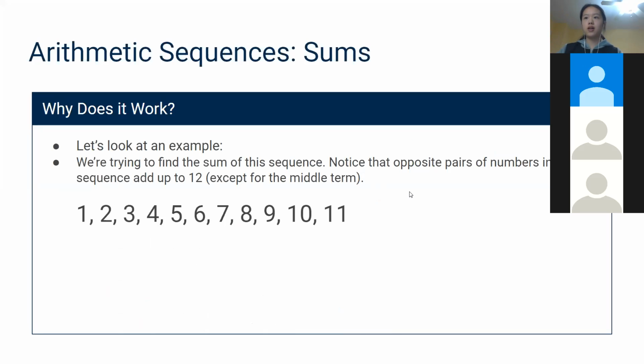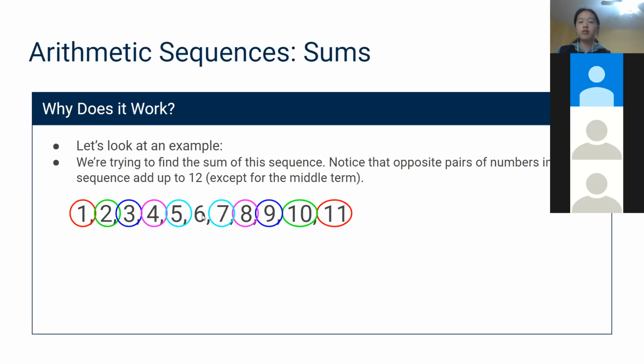And you can notice that in this sequence, the opposite pairs of numbers will add up to 12. So for example, the numbers on the ends of the sequence, the first term is 1 and the last term is 11, and these two add up to 12. Then next to them, 2 and 10 also add up to 12. And then 3 and 9 also add up to 12. And 4 and 8 add up to 12, and 5 and 7 add up to 12. And then we have the number 6 in the middle, which doesn't add up to 12 because it's just by itself. But we can also notice that 6 is 1/2 of 12.